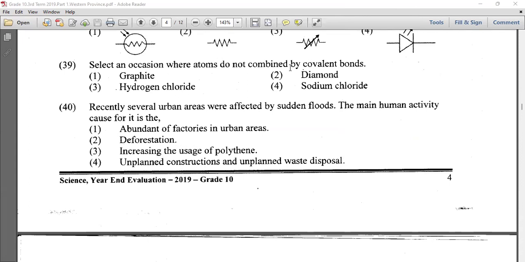That's because of unplanned construction and unplanned waste disposal, right? That is the human activity. Abundant factories can be there, but if you have a proper drainage system and proper town planning, it won't be affected by floods. Right, this is how we discussed the paper and finished it.